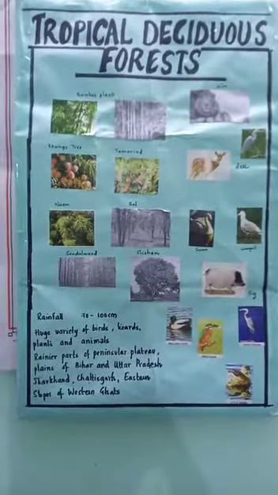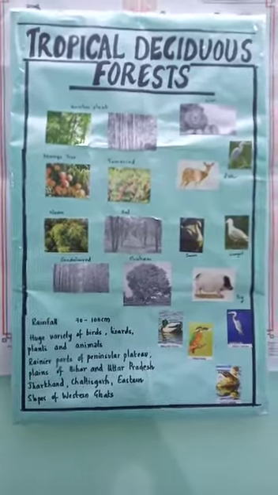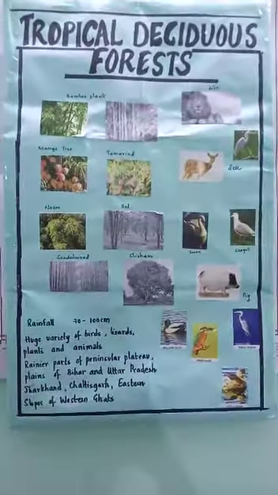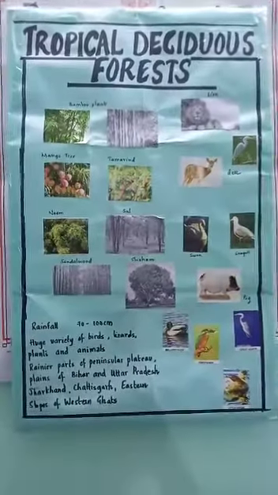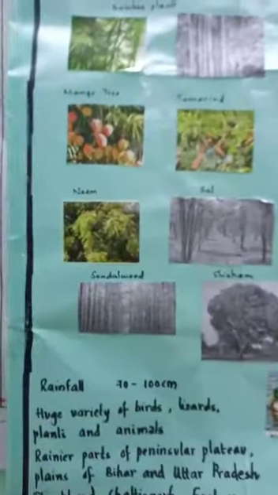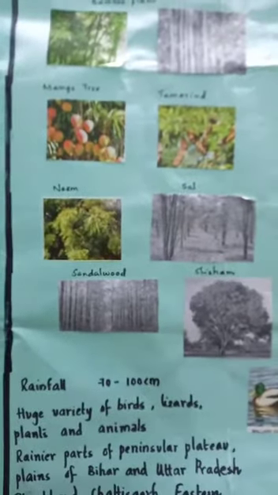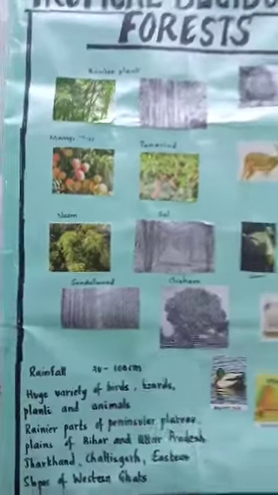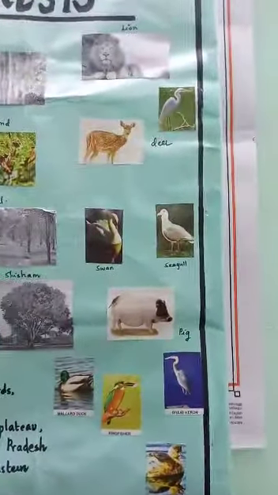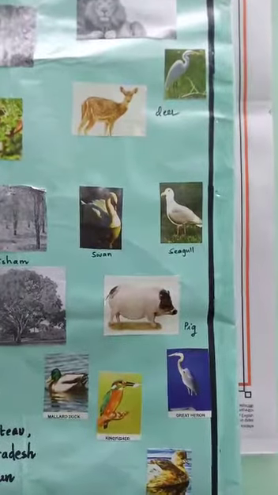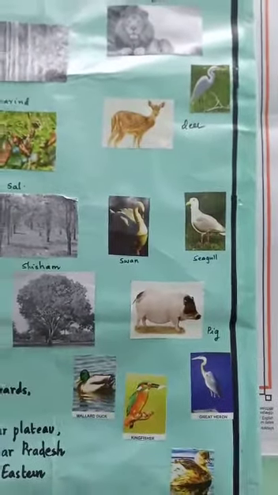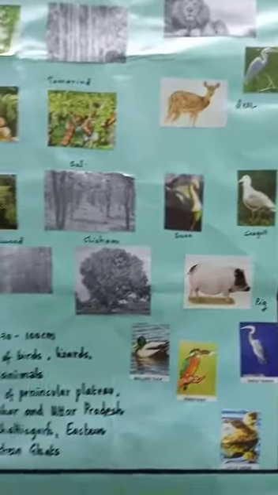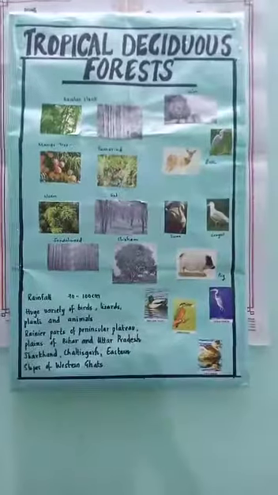About the tropical deciduous forest, the forest shaded in light green color is the tropical deciduous forest, which covers almost 3/4 of the country. Trees like mango, tamarind, neem, sal, sandalwood, shisham, and bamboo plants can be seen here. Along with that, we have animals like lion, tiger, deer, pig, and birds like swan, seagull, mallard duck and little grebe in the tropical deciduous forest.